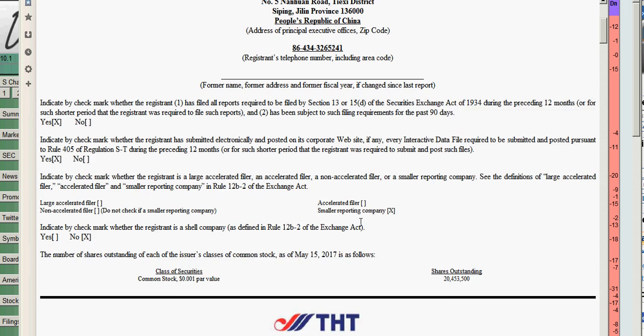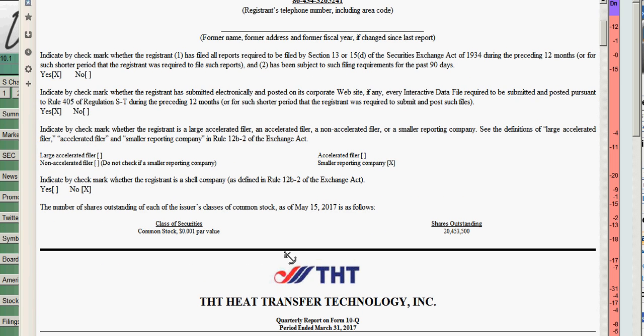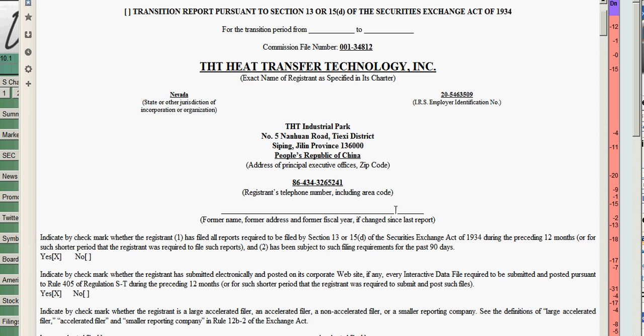You can think of a public company as a pizza, and each share is a slice of that pizza, so you want to know how many slices there are, and that determines the ownership of the company, is how many shares they are. Okay, this company here is Heat Transfer Technology.